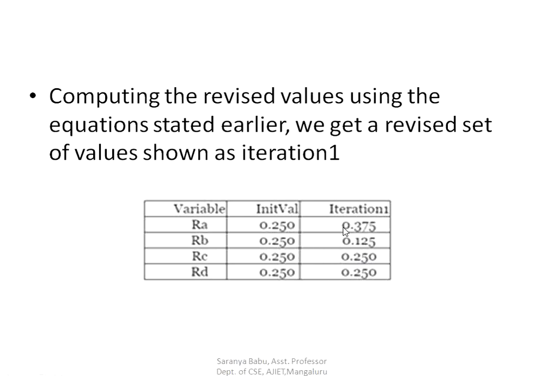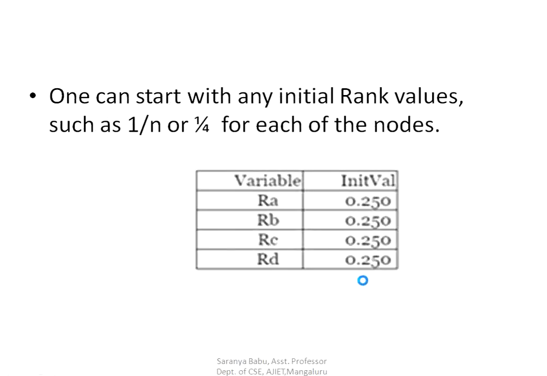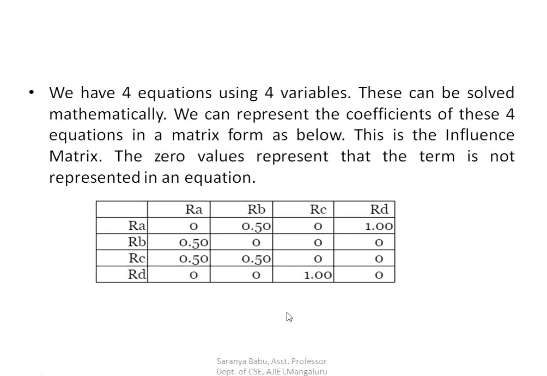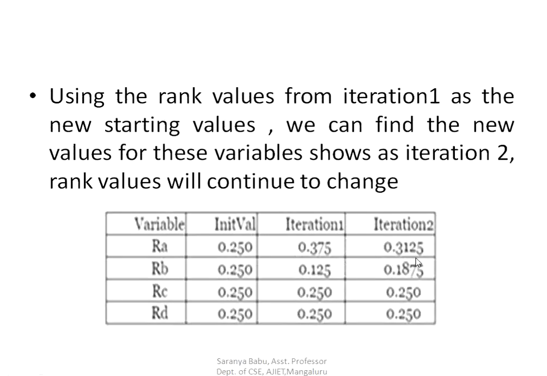So now what are the new values for RA, RB, RC, RD? Which are the latest values of each of the ranks? 0.375, 0.125, 0.25 and 0.25. So the earlier values are ignored. Now these values will be considered. Again do the next iteration. Next iteration means substitute these values. RA value is 0.375, RB is 0.125, RC is 0.25, RD is 0.25. Substitute in these equations. Clear? Substitute and find out what the iteration 2 values are. You will get the next iteration values.